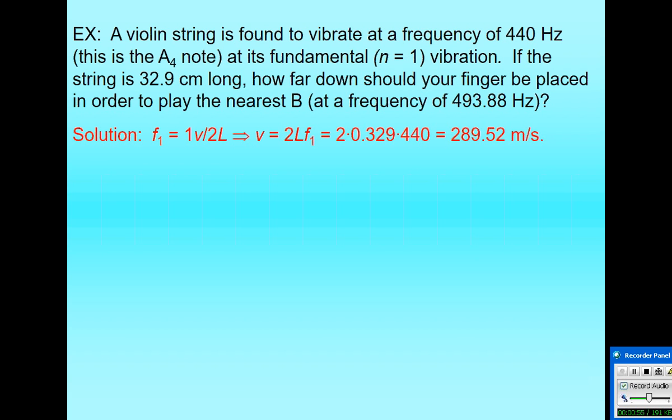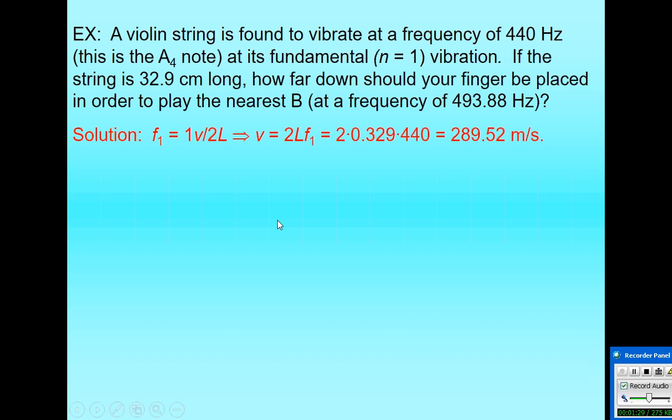Well, let's understand this. The propagation speed of the wave doesn't change. We know the frequency when we allow the full 32.9 centimeters. We know the fundamental frequency. So that allows us to determine the speed of the propagation of the pulse in the string: 2 times L times f, and that's going to be equal to 289.52 meters per second. That propagation speed doesn't change.